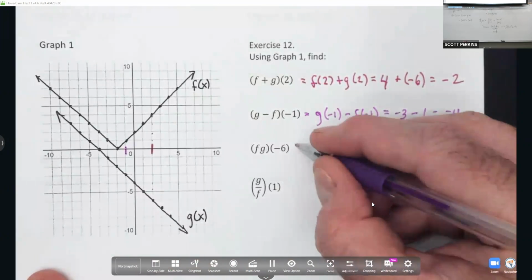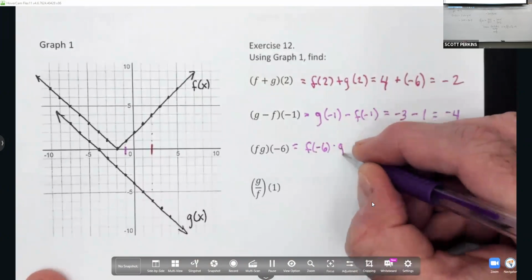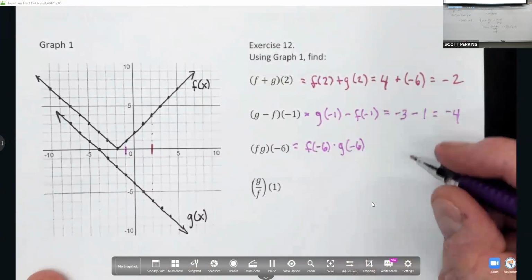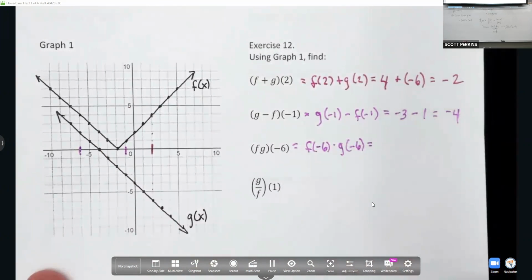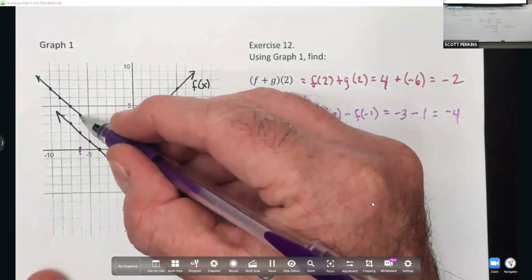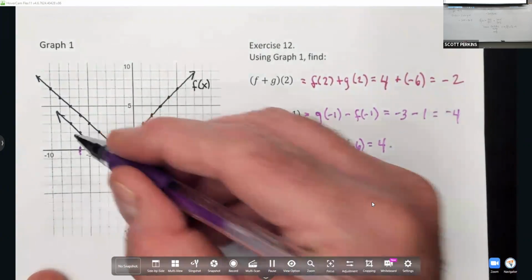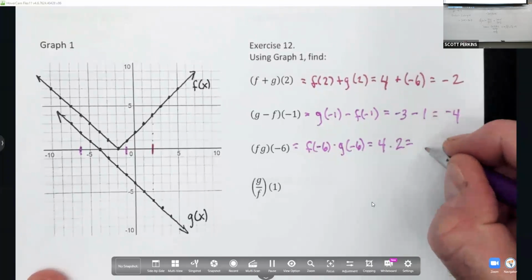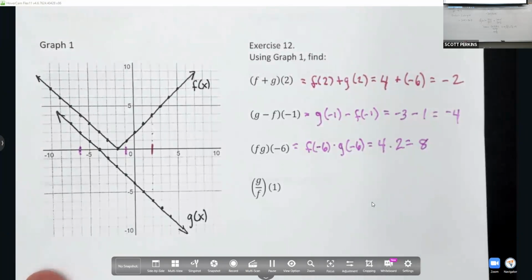F times g of negative 6, so that's going to be f at negative 6 times g at negative 6. So here is the value negative 6 way on the left. So the function value f at negative 6 is 1, 2, 3, 4. G of negative 6 is 1, 2. And so what we get when we multiply those is 8. Are we doing all right? Are you seeing where I'm getting these values from?